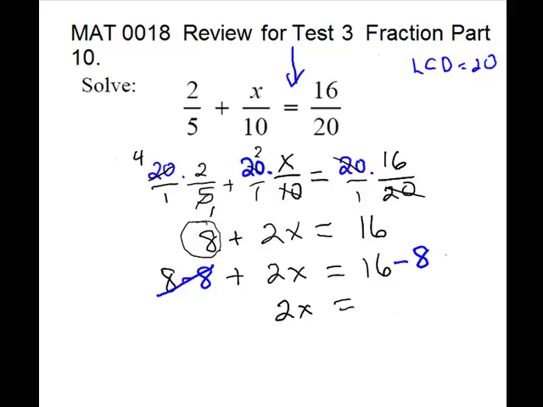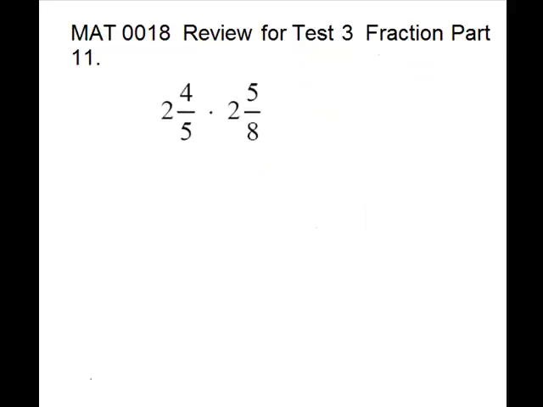2x equals 16 minus 8 is 8. Go back on the side with your variable and you're ready to divide out your coefficient. So we need to divide by 2. This time it works out even. So 2 into 8 will go 4 times. So x equals 4. I'm going to switch gears here a little bit and go to mixed numbers.